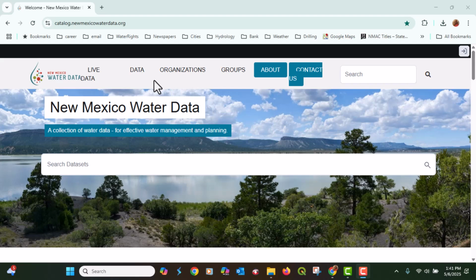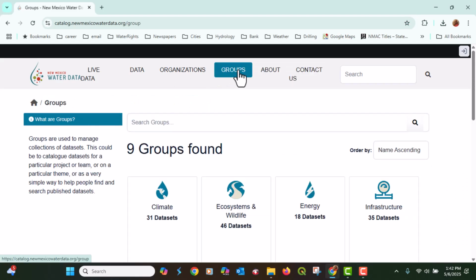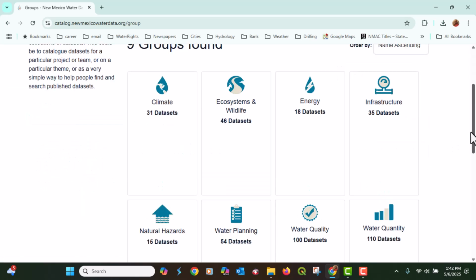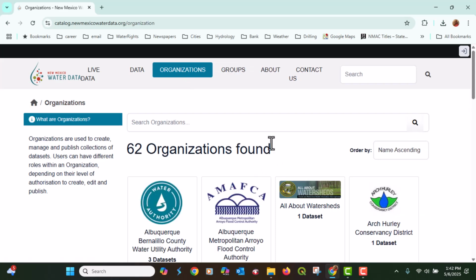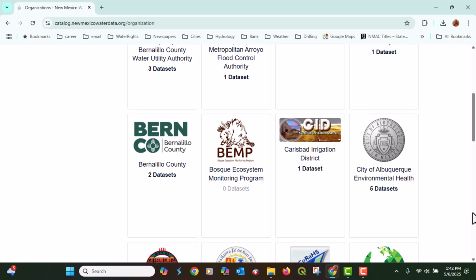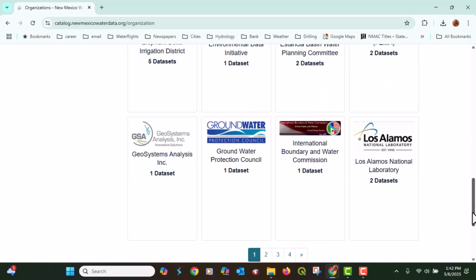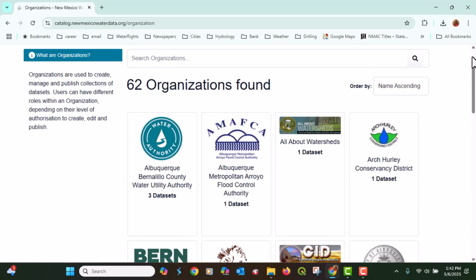So here you can look at historical data, live data. You can look at the different groups into climate, ecosystems and wildlife, energy, infrastructure, natural hazards, water planning, water quality, water quantity. You can also look at the different organizations that have submitted data to the New Mexico Water Data Act. There's 4 pages of them. There's 62 organizations that are included in here, including the Estancia Basin Water Planning Committee. But you'll see down here at the bottom of the page, there's 4 pages of different sources of water data.